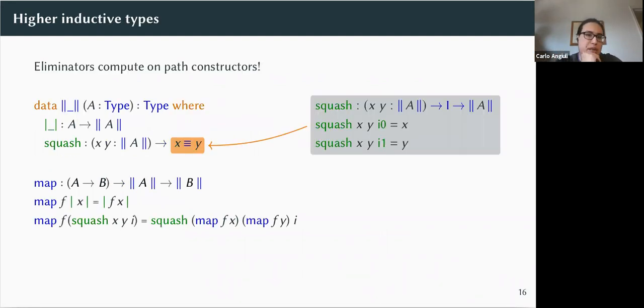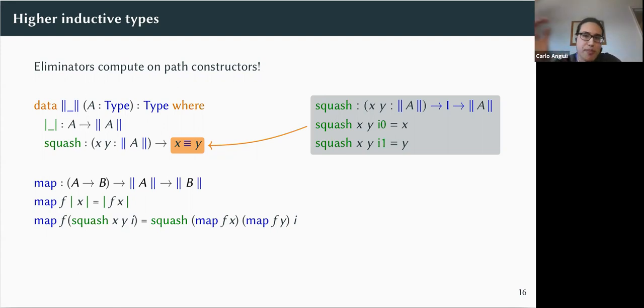But maybe other than path overs and function extensionality, maybe the nicest feature of cubical type theory is you get a very nice notion of higher inductive type, where you can do pattern matching on them, and the eliminator will compute on the path constructors. So here's the data type declaration for the propositional truncation. There's an inclusion of A into the propositional truncation of A, and then the squash constructor says that for any two elements of the propositional truncation, there's a path between them.